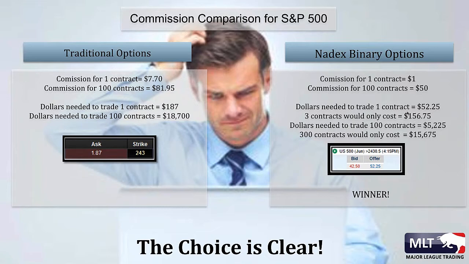Even 5% is high. So with a $1,000 account, if you bought one contract in and out, it's going to cost you $52.25 in this example. That's still 5% of risk on your account, which is pretty high, but much, much better than 18% risk. So when you're thinking about controlling the risk and taking trades with a lower percentage of risk on your account, this is a great way to begin doing that.